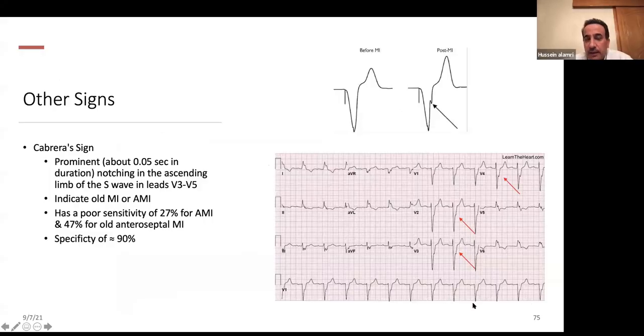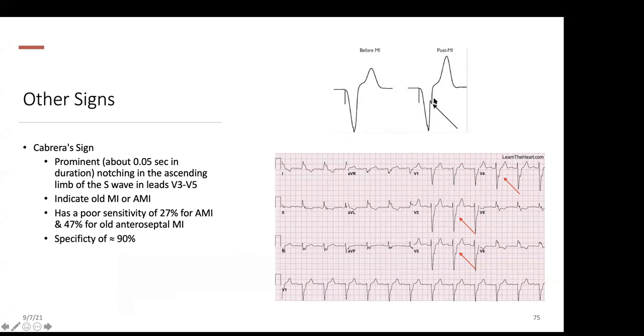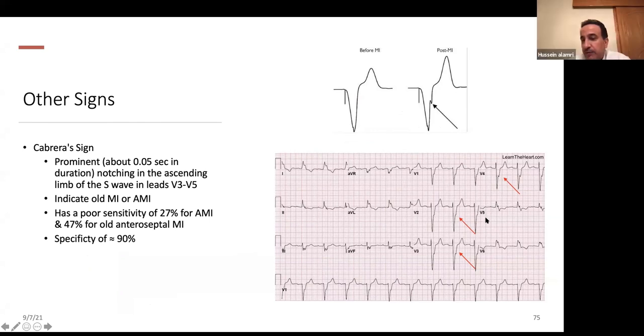Okay, the first sign is Cabrera sign, which is a prominent notching in the ascending limb of the S wave in V2, V3, and V4. So notching here indicates the presence of old MI or acute MI if the old ECG was not showing it. But the sensitivity is very poor for either acute MI, it's only 27%, and for old MI. If it is there, it's helpful because it's highly specific. But if it's absent, it does not rule out myocardial infarction.